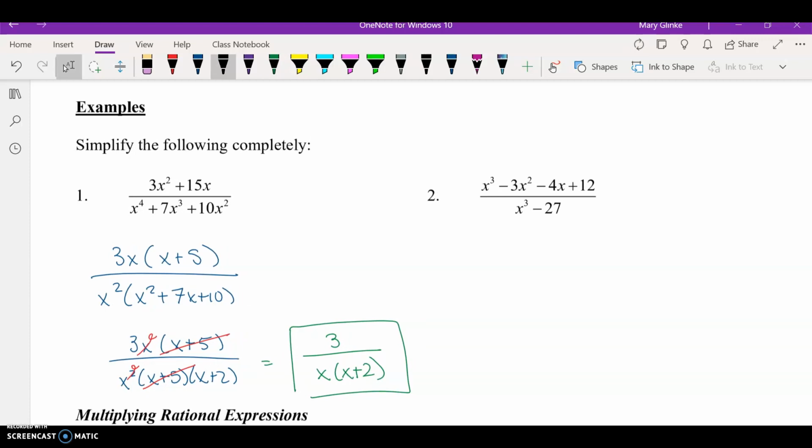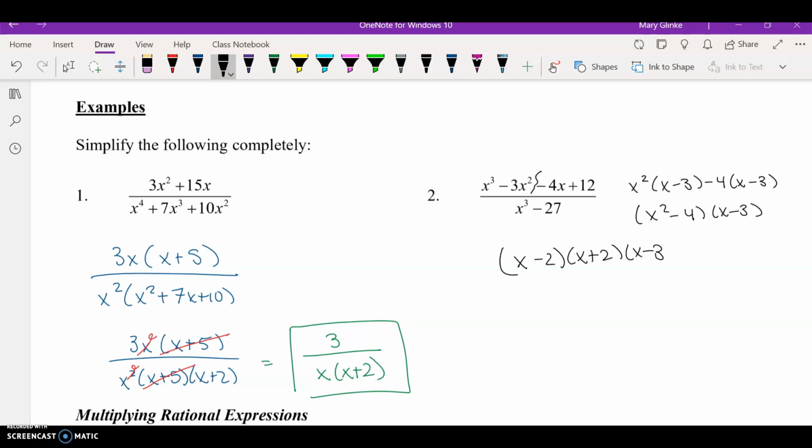We're going to factor this one. For the numerator, we're going to factor by grouping. We get x squared minus 4 and x minus 3, which means it's going to factor to x minus 2, x plus 2, and x minus 3. Your denominator here, you're going to use your difference of cubes. So think back to chapter 6 here. It's a cubed minus b cubed. So x is going to be a, and 3 is going to be b. So it's x minus 3 times x squared plus 3x plus 9.